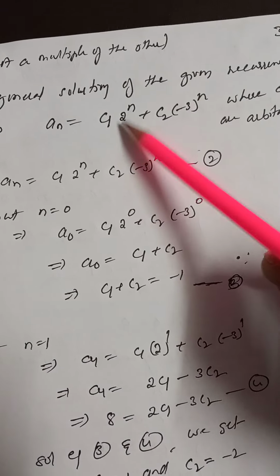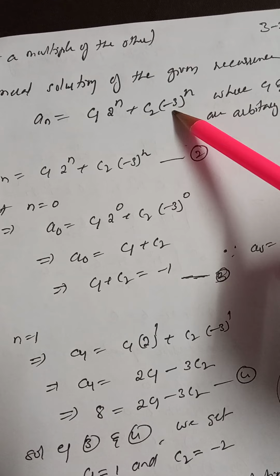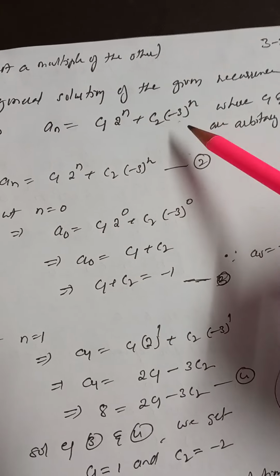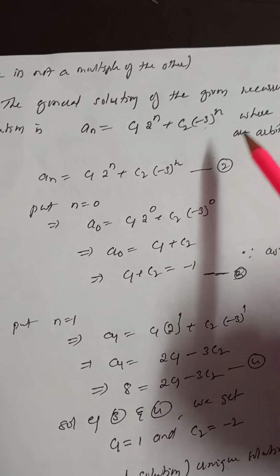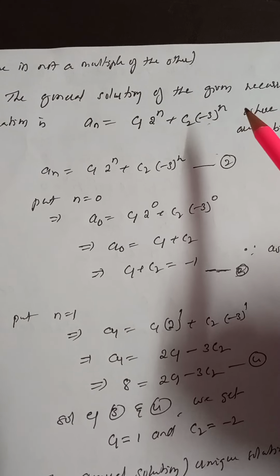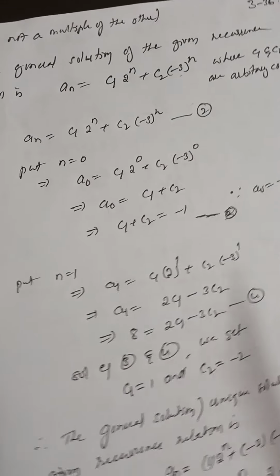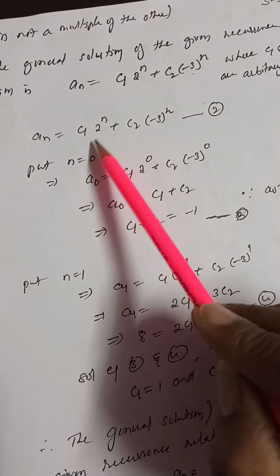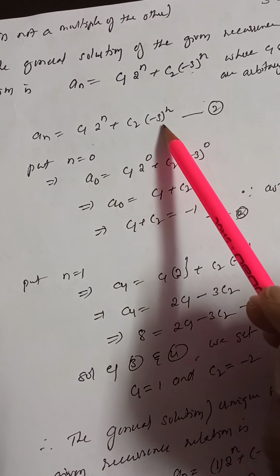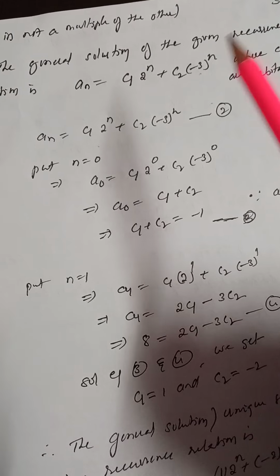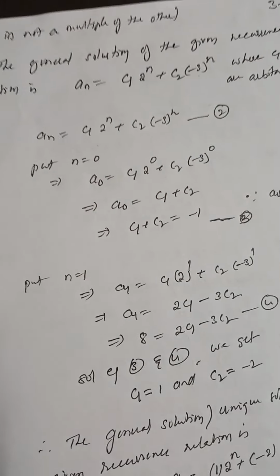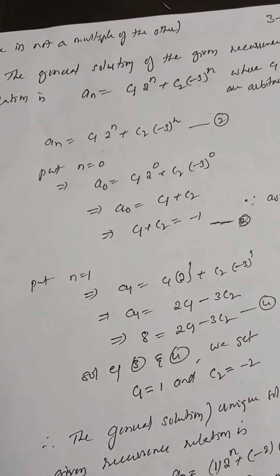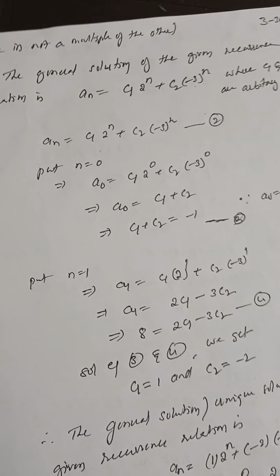Here the first root is 2 power n, second root is minus 3 power n, where c1 and c2 are the arbitrary constants. Now this is called the general solution of the given recurrence relation. Here a_n is equal to c1 into 2 power n plus c2 into minus 3 power n is the general solution, but we don't know these arbitrary constant values.